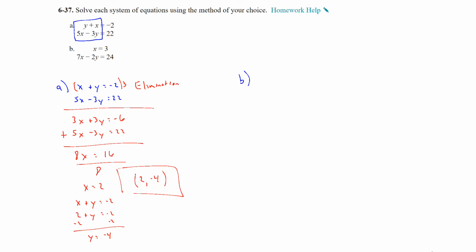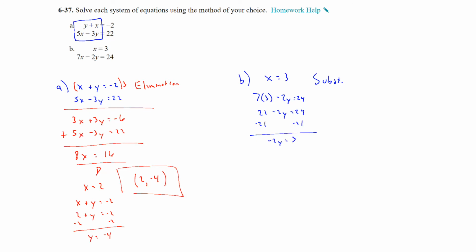Part B, this one, your first equation is x equals 3. So you already know what x is. So we're going to use substitution on this one, and just take that x value and plug it right in where the 7 times x is, so we'll do 7 times 3. And then we can go ahead and solve. So this one actually works out pretty nicely for substitution. We get 21. We subtract 21 from both sides.